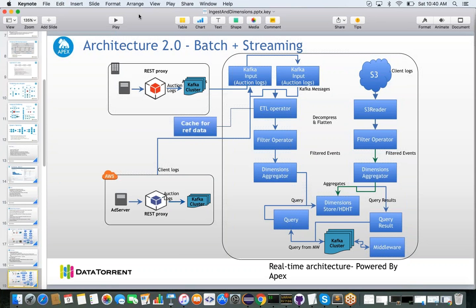Here's the 2.0 architecture that evolved after that point. So after the reduction in latency from 5 hours that they used to have to 20 odd minutes with Apex, they wanted to go even further. They were like, can we do 30 seconds and 20 seconds and so on and so forth?